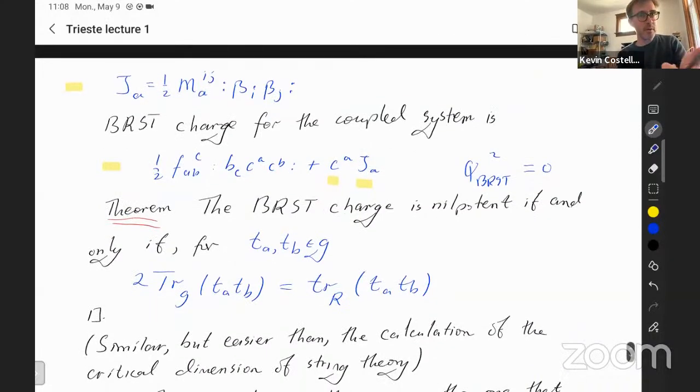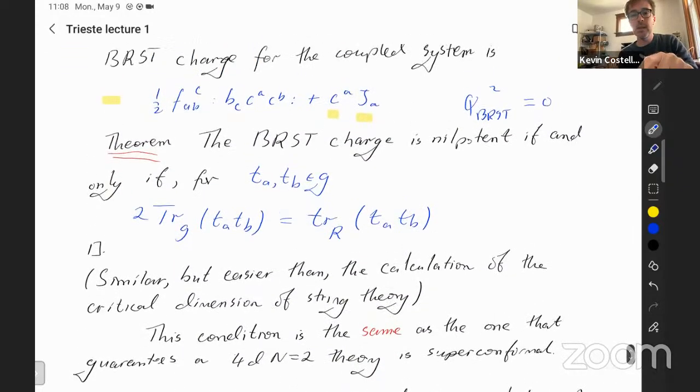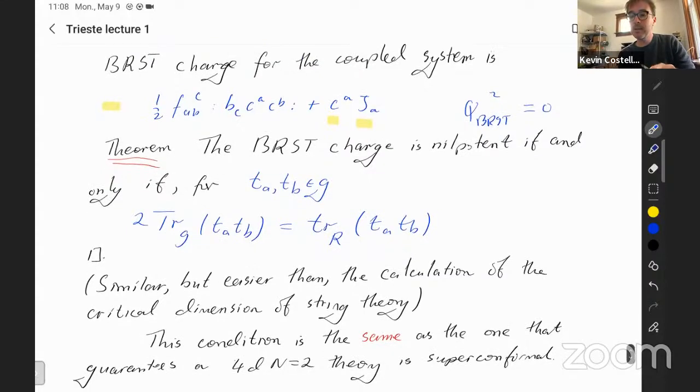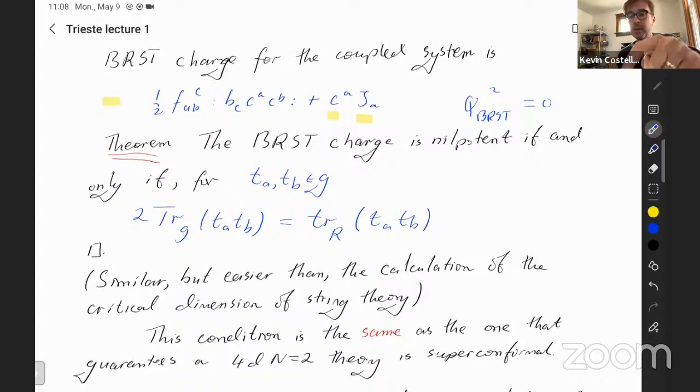Again, you might be familiar with such a computation from Polchinski. In the bosonic string, the BRST charge squares to 0 if and only if we are in the critical dimension. This computation is much easier. I'll give you the computation in just a sec. But the useful fact is that this is the same trace identity one needs to guarantee that a 4D N = 2 theory is superconformal. Let me move down to do the computation.